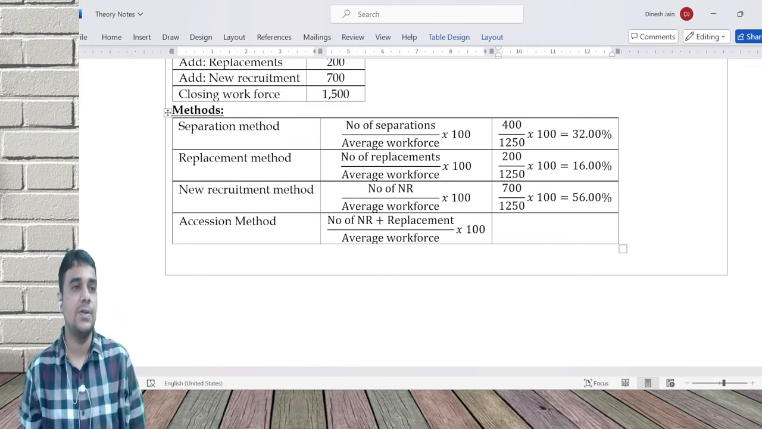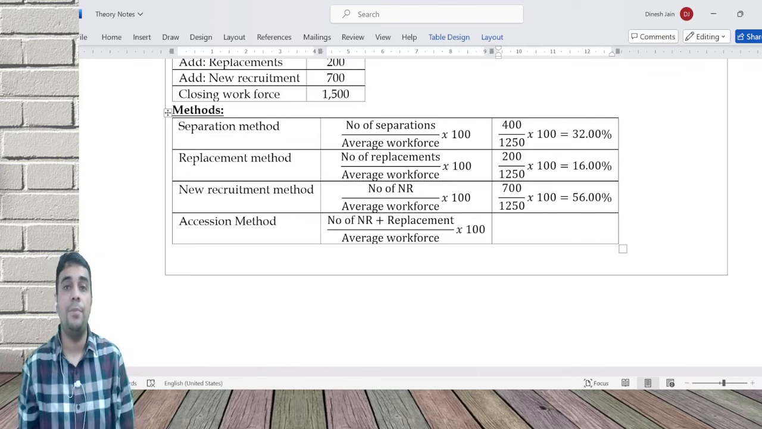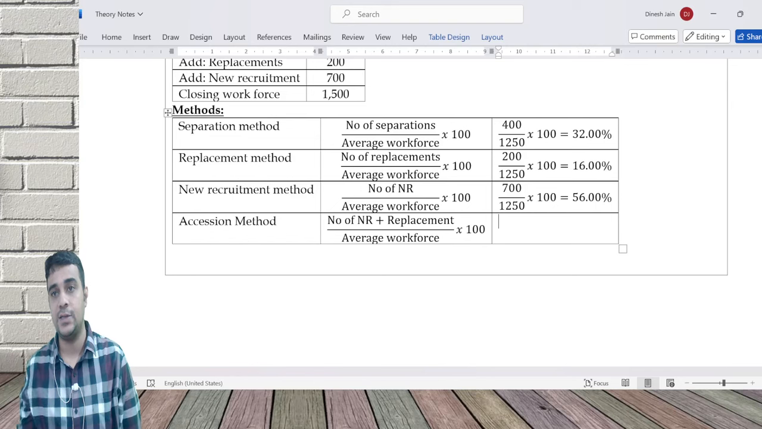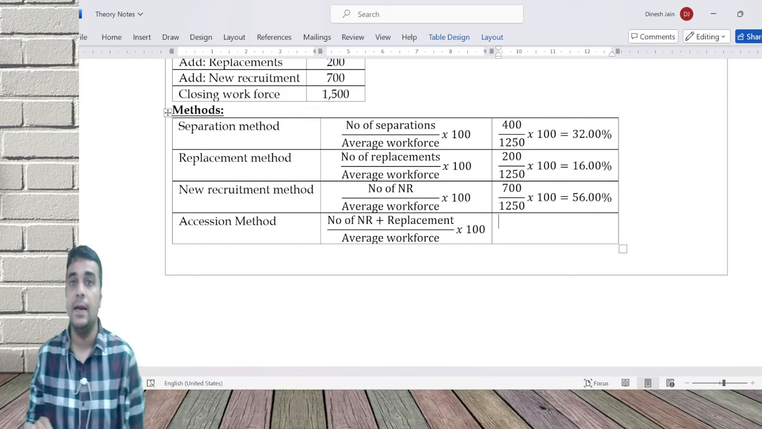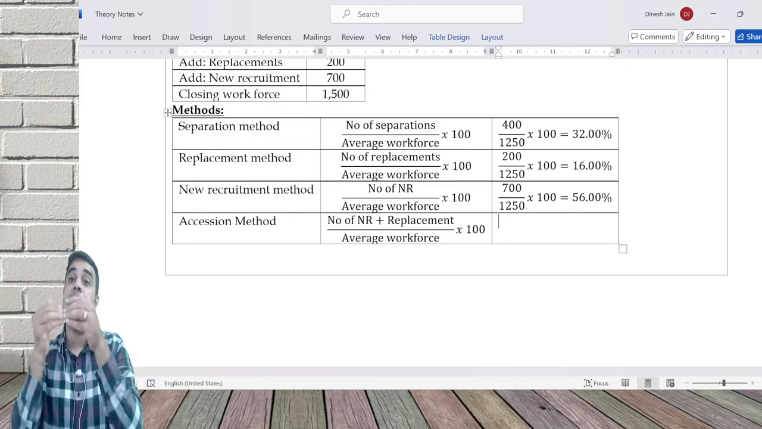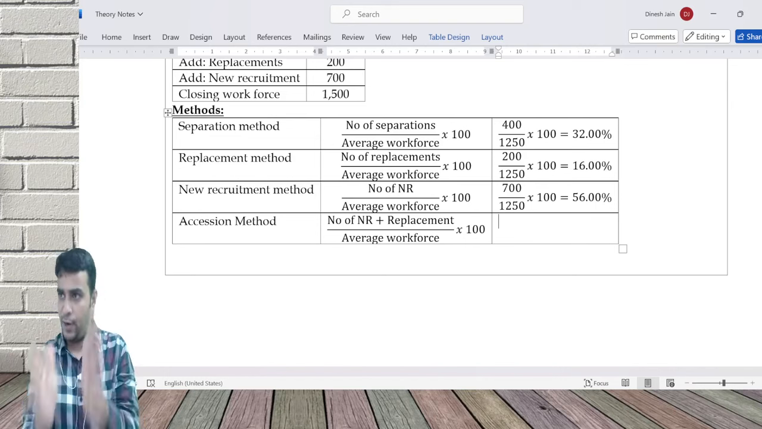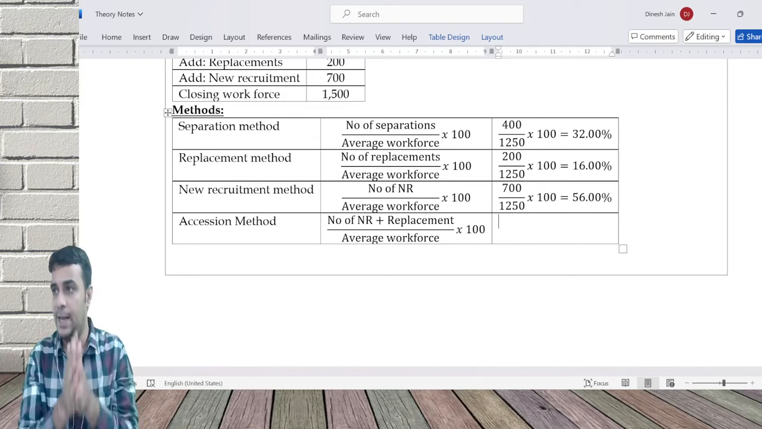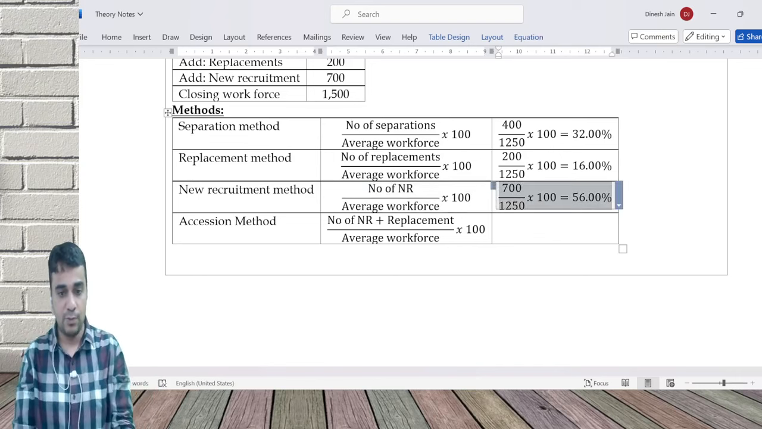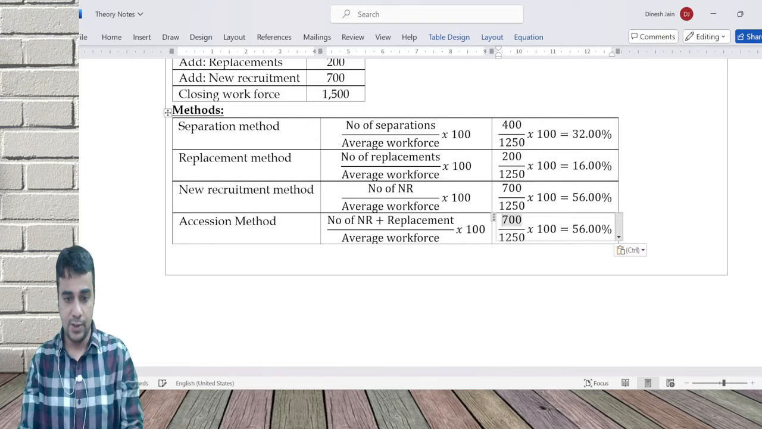Now, what accession is, is very simple. It is the number of people coming inside the company, whether you are replacing a person or coming for expansion, both are included. The term accession basically indicates the number of people who are coming inside the company, could be for expansion purpose, could be for replacement purpose, both put together. So what plus what? 200 plus 700, so 900 by 1250.